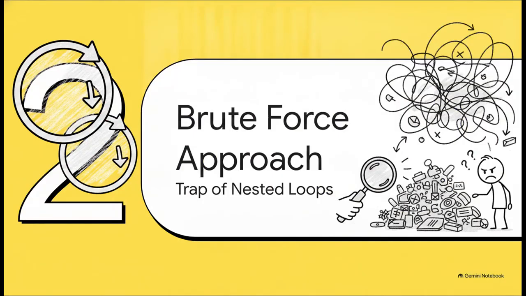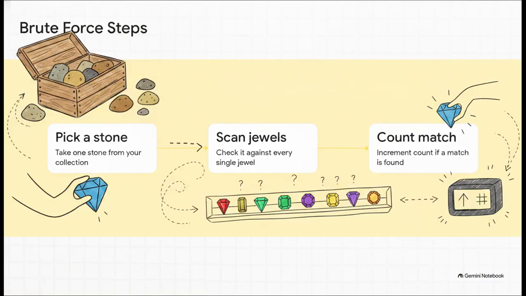Moving right along to section 2, the brute force approach and the trap of nested loops. Let's think about how a beginner might naturally, but quite inefficiently, try to solve this. The naive way is to just pick up one stone at a time and manually check it against every single jewel you know about. Step 1, pick a stone. Step 2, scan all the jewels in your jewel string to see if there's a match. Step 3, increment your count if you actually find one.